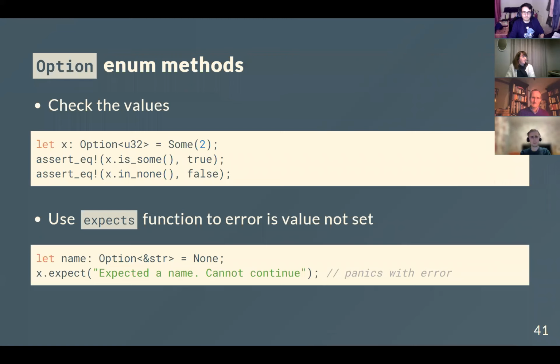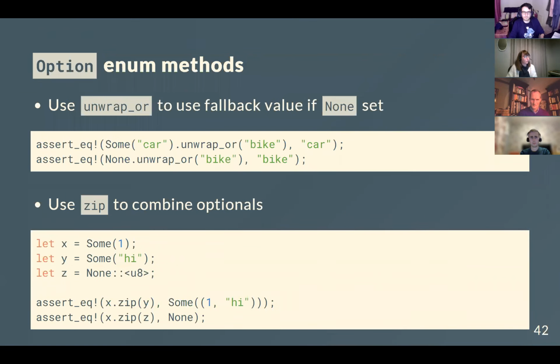There are various methods to check enums. You can check the values with is_some or is_none. There's also an expect function so that you can get it to error if there's not a value. If you always expect it to have a value, and you can't continue with your application if it doesn't have one, then you can throw an error. There's also unwrap_or, which falls back to a value if None is set, and you can use zip to combine optionals, which I thought was quite cool. I hadn't seen this before. That way you can say, okay, these all need to have values, and if any of them don't have values, then it's a None, which is quite nice.